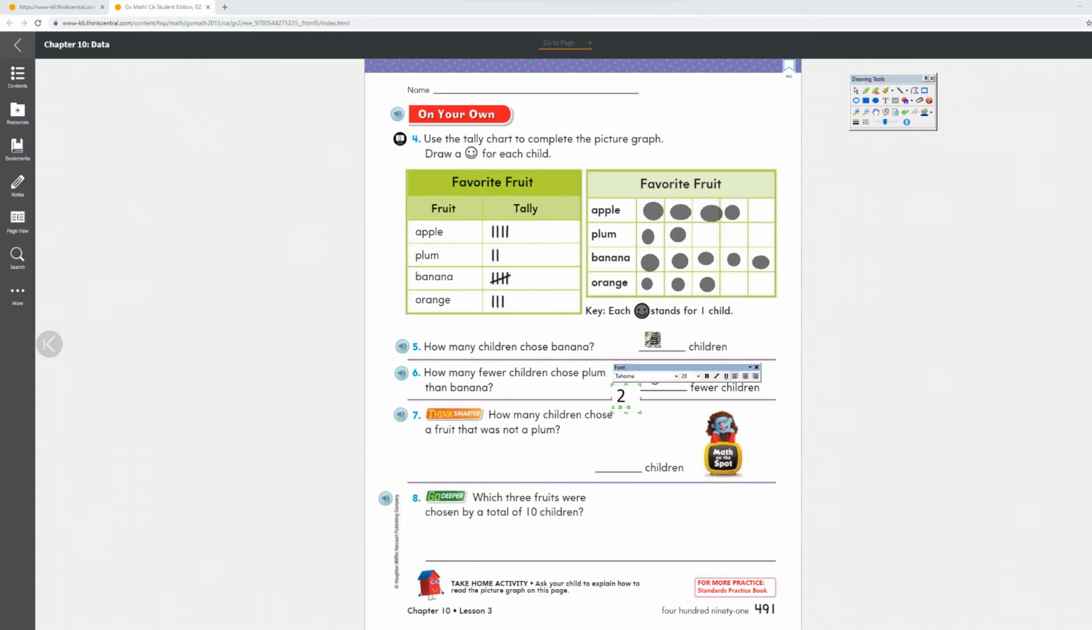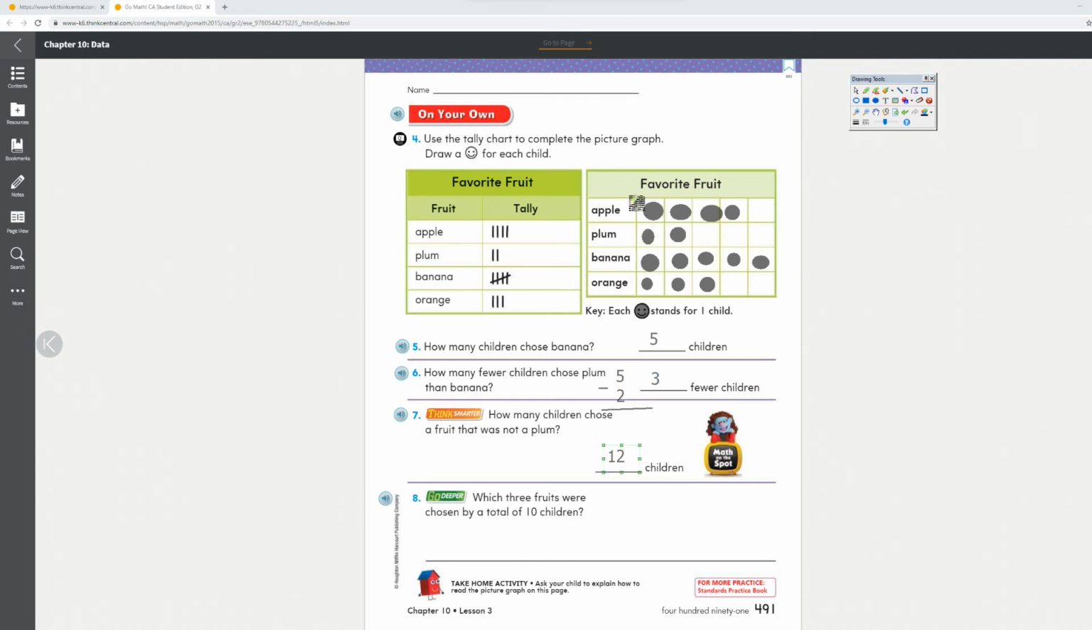And if you do the math problem with your fingers, you could do it. You will get 3 fingers remaining, which would equal 3 fewer children. Number 7, how many children chose a fruit that was not a plum? Ooh, okay. For this one, the answer is going to be 12.